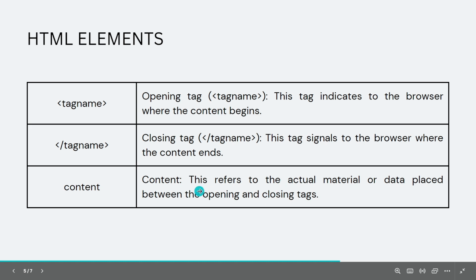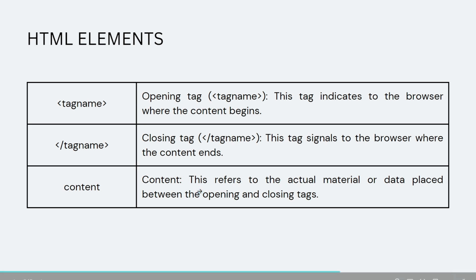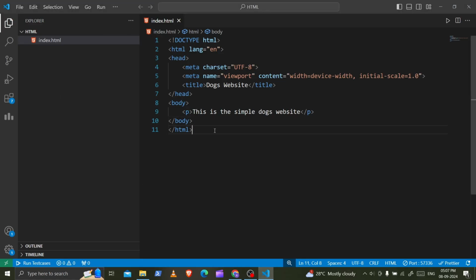Let's get into the code editor. So here in the website that we had created, you can see there is an opening tag, which is the p tag, and then comes the content that we had placed after that opening tag, and there comes the closing tag. Okay, so this is the structure of the elements. There are multiple elements such as the paragraph tag, the link tag, the image tag, the video tag, and many more things.